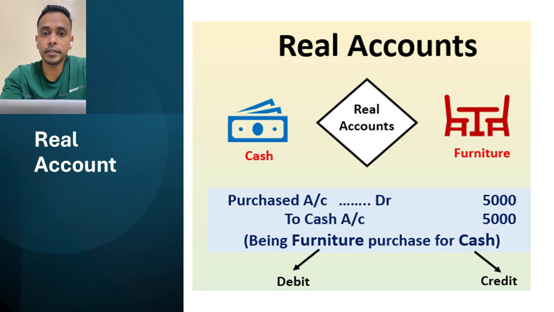What we are getting, that means furniture is coming to the company. So debit what comes in. So furniture we have to debit, and what is going from our company? Cash. So cash goes to credit. So the entry will be furniture account debit to cash. That means debit what comes in, credit what goes out.